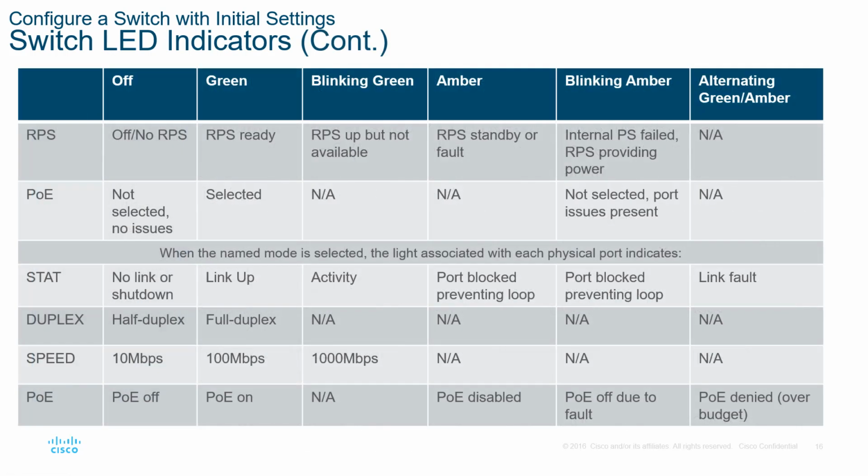Next, we can talk about the lights. What do they mean? If we're talking RPS, if it's off, there's no light, there's no RPS. If it is green, RPS is present and is ready. If it's blinking green, RPS is up but not available. If it's amber, it's in a standby mode. If it's blinking amber, an internal power supply has failed and the RPS is providing power.